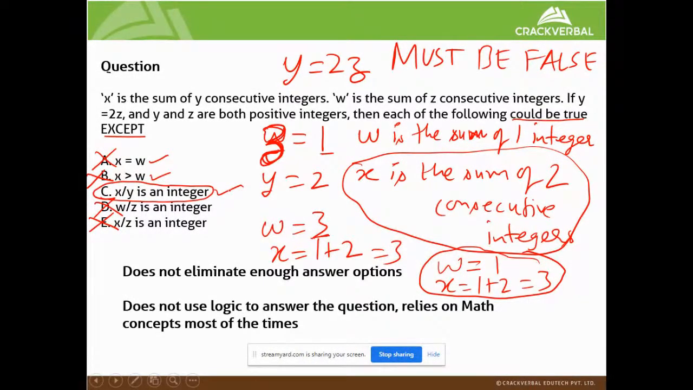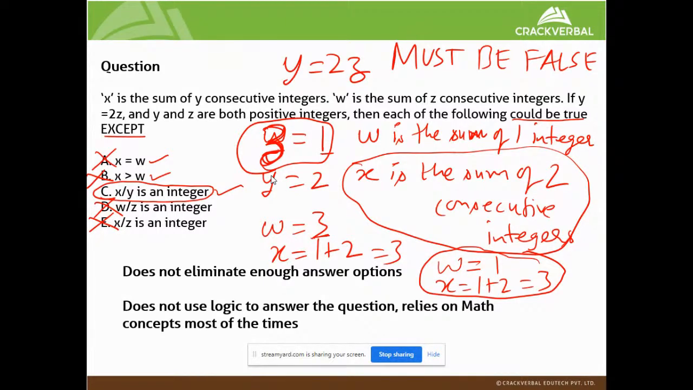So you see, by taking smart values, I was able to eliminate 4 options. If I did not take this approach, I would have spent a good 5 minutes on this question. If I did not take Z equal to 1, if I was not overly concerned with the word consecutive, then I would have taken less than 2 minutes.